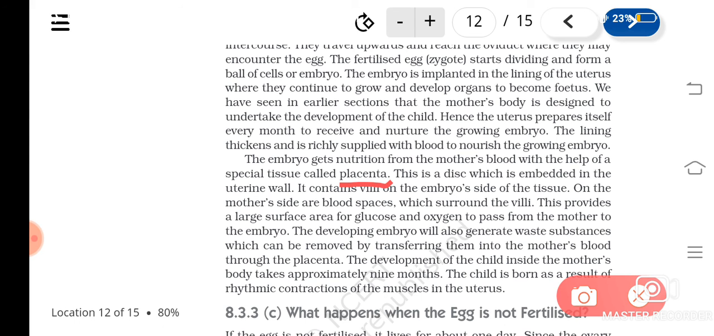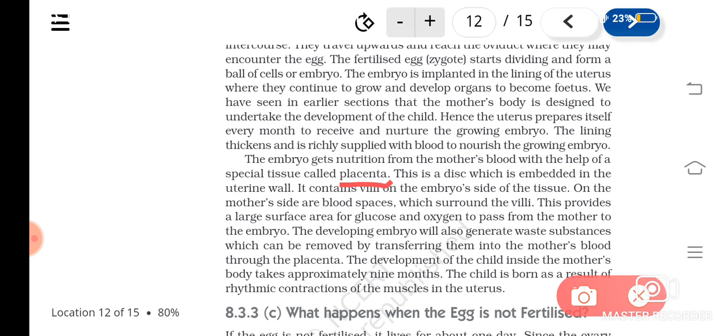So waste materials produced by the body of the baby can be removed through the placenta. Understood? So placenta's functions you understood clearly, and this development of the child is taking place around 9 months. And after 9 months of complete development, the child will be born, isn't it? And this is due to the rhythmic contraction of the muscles in the uterus. Uterus muscles contract vigorously so that the baby will be expelled out. So this is known as what? The childbirth. Understood? Or labor.